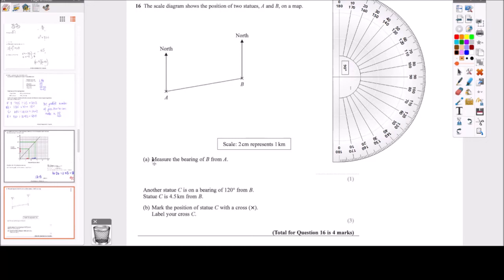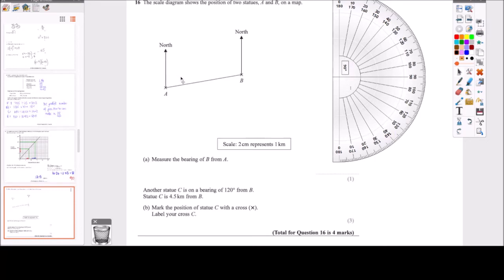Question 16. So for part A, measure the bearing of B from A. So measuring it from A. Now the bearing is always the angle measured from north. So we want to measure this angle here. This angle here, okay? That's the bearing of B from A.